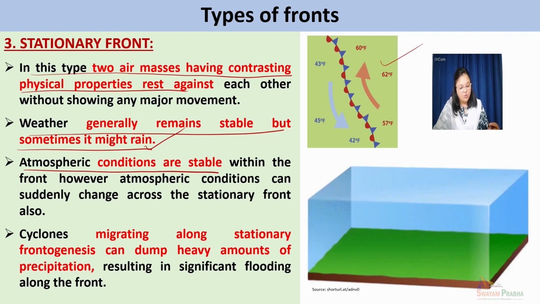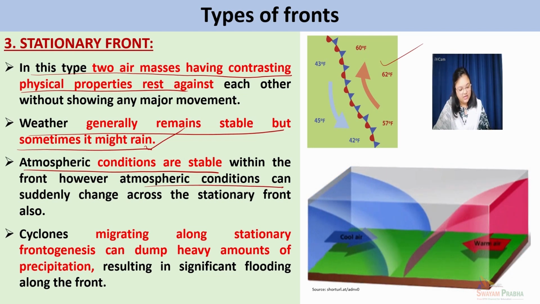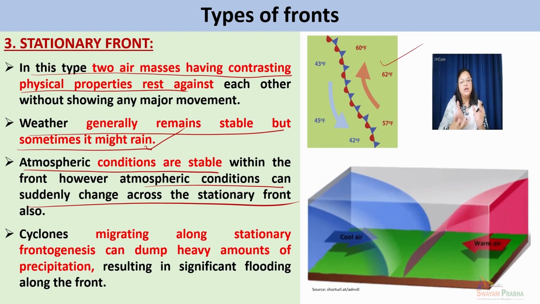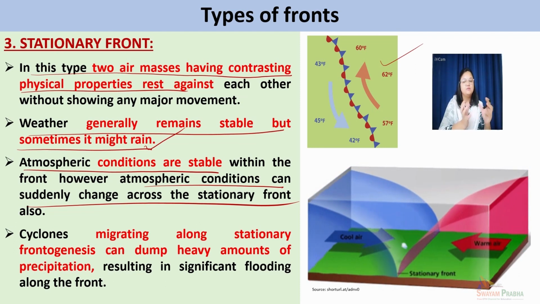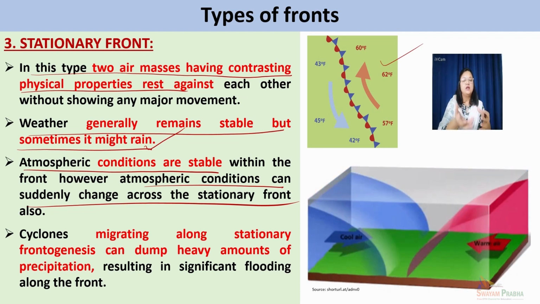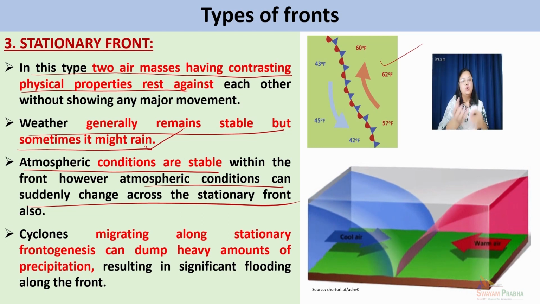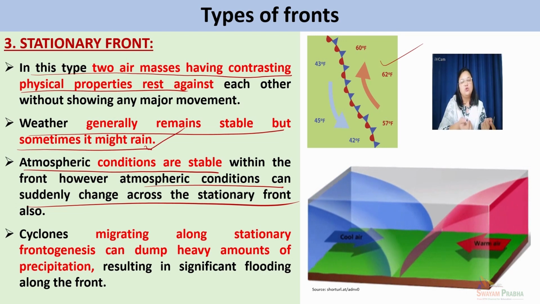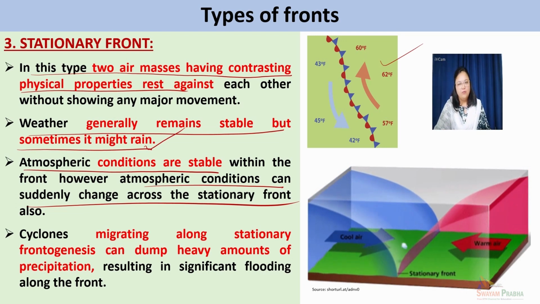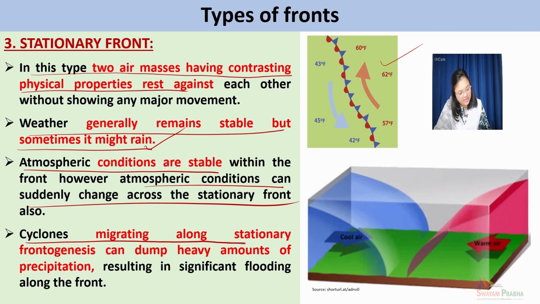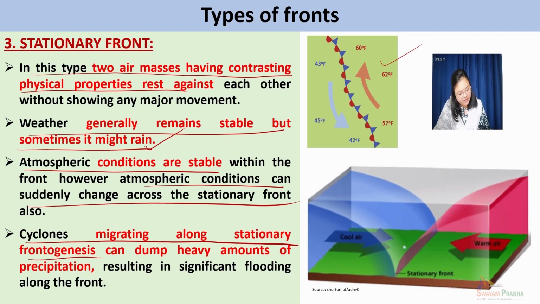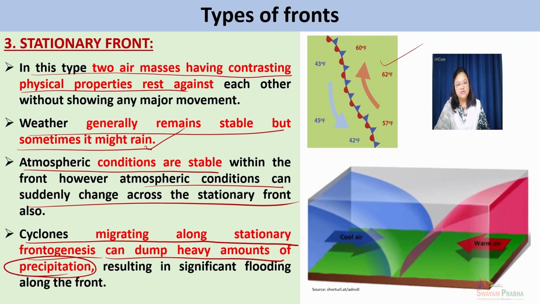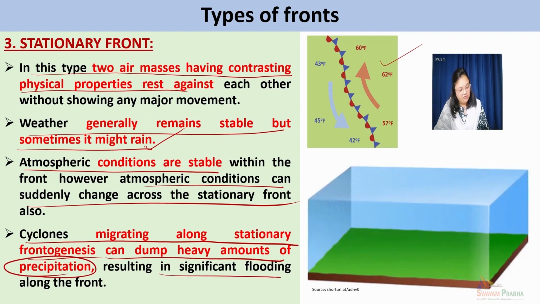Within the fronts, however, the atmospheric condition can suddenly change across the stationary front. If either cold air becomes aggressive or warm air becomes aggressive, the stationary front may convert into cold front or warm front, depending upon the aggressiveness of the cold air or warm air. Cyclones migrating along the stationary fronts can dump heavy amounts of precipitation in these zones, resulting in significant flooding along the frontal areas.